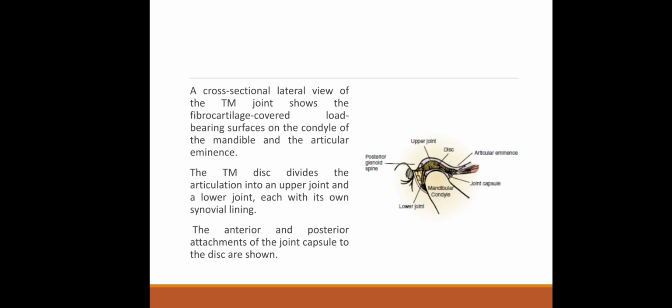The cross section of the lateral view of the temporomandibular joint shows fibrocartilage covering the load bearing surfaces of the condyle of the mandible and the articular eminence. The temporomandibular disc divides the articulation into the upper joint and the lower joint, each with its own synovial lining. The anterior and posterior attachments of the joint capsule to the disc are shown.